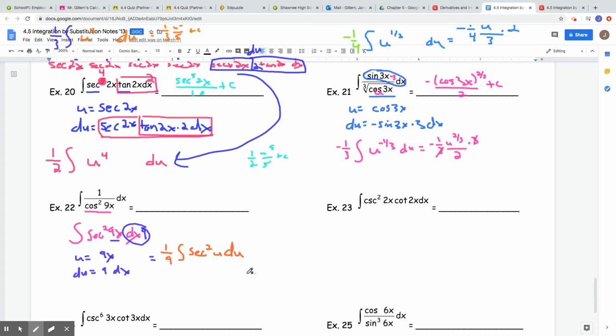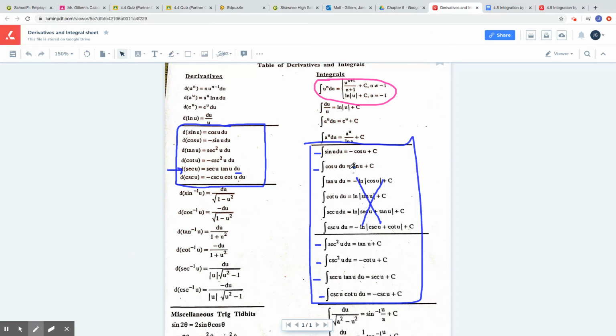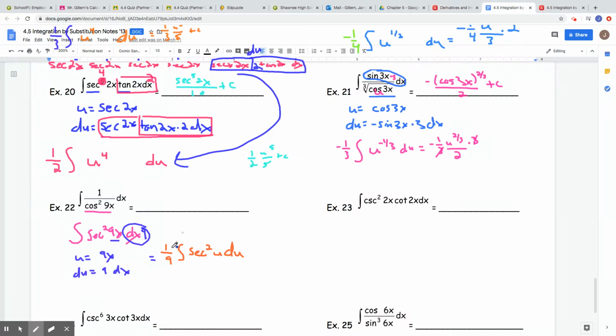Now that you can use our formula sheet, 1/9 integral secant squared u du. You look here, where do you see secant squared? Secant squared, secant squared. Here it is. All right, so the integral of secant squared u du is tangent u plus c. Great, so it's 1/9, and then you just write tangent u plus c. And what's u? It's 1/9 tangent of u, which is 9x plus c. And there's your answer. All right, so you can see with the formula sheet, makes life a lot easier.